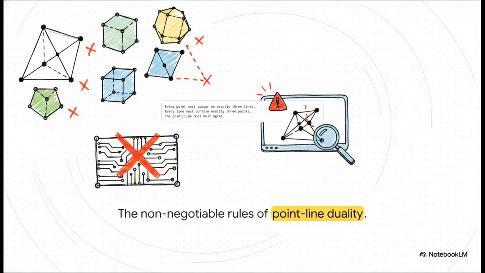These are the non-negotiable rules of point-line duality. If a computer checks a geometrical structure and the numbers don't perfectly match this strict point-line duality, the OMI protocol immediately rejects the geometric space. It detects the fraud and stops cold before it even attempts to draw a single line on your screen.